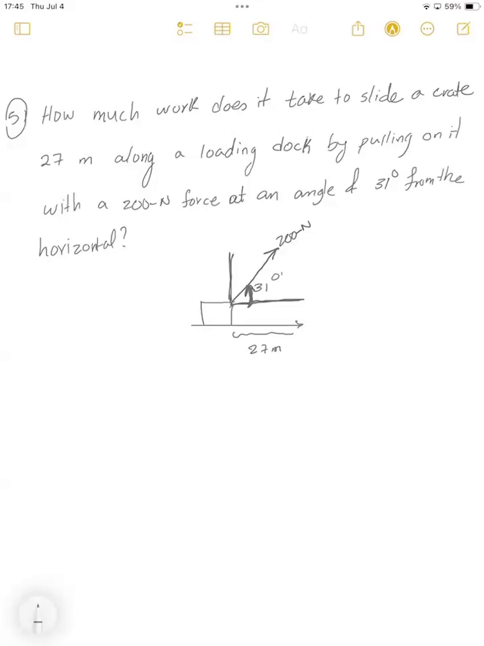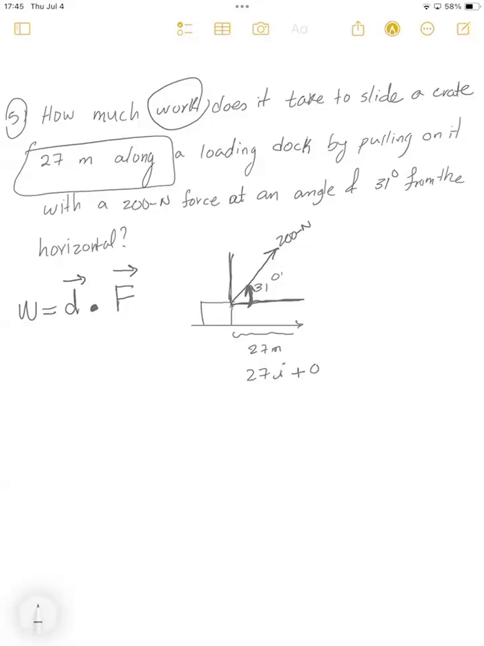How much work does it take to slide a crate 27 meters along a loading dock by pulling on it with a 200 Newton force at an angle of 31 degrees from the horizontal? Because we are looking for work, the formula for work is distance vector dot product with force vector. So we take the dot product of these two vectors, distance and force. For our distance, we are going to convert this into a vector. So the distance is 27 meters and is going toward east. So I can write it as 27i plus 0j because it's just a vector going this way.